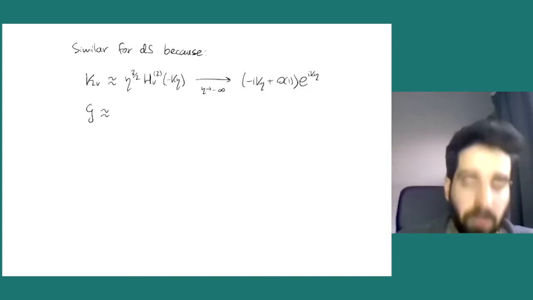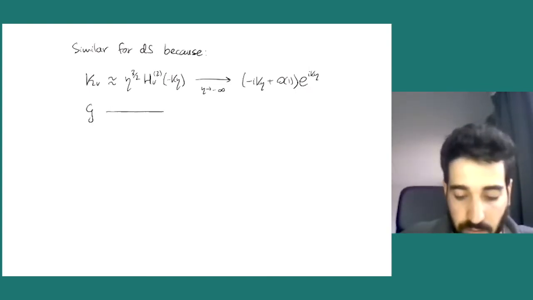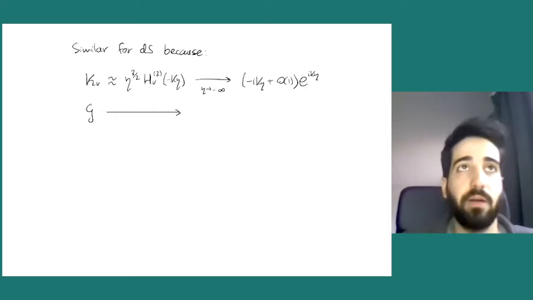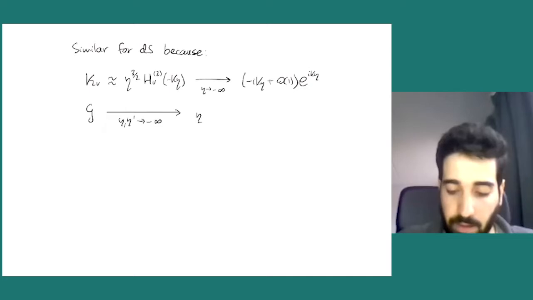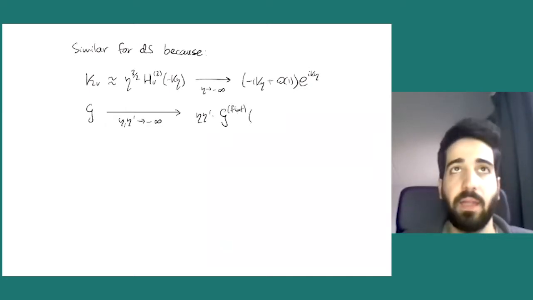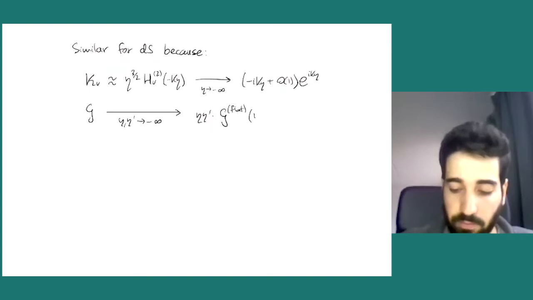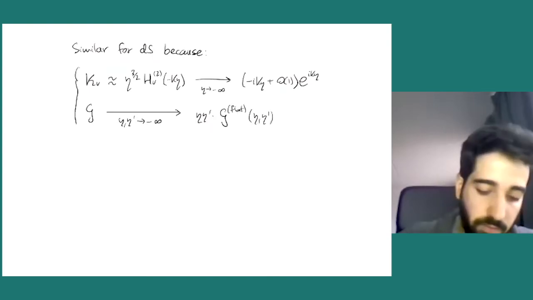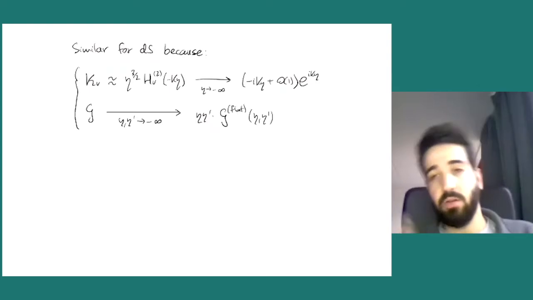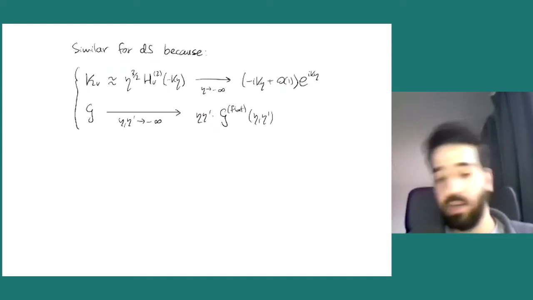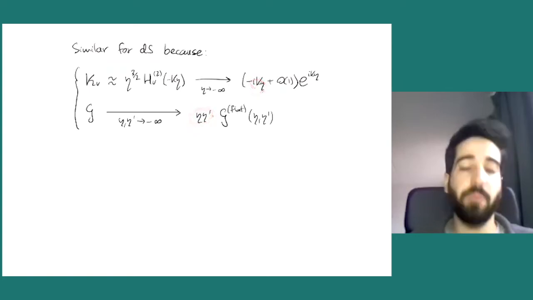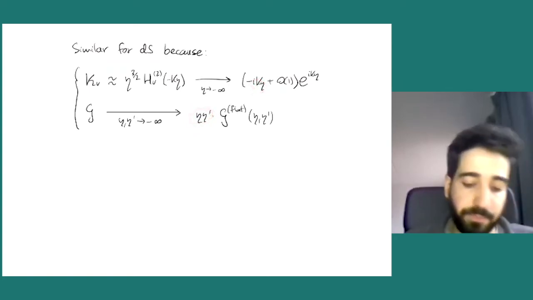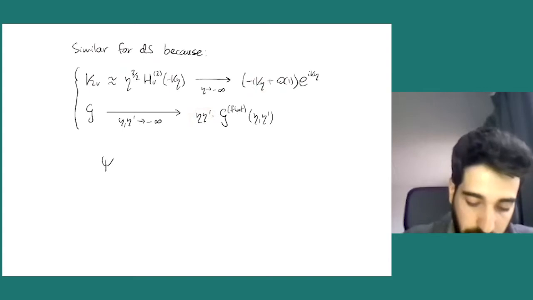For the bulk to bulk propagator, you also have a similar thing. You take the two times to the far past, and then the thing reduces to the flat space propagator for massless fields. Because in that limit the de Sitter case more or less reduces to the flat space case, just with some factors of eta, we're going to have a very similar expression in de Sitter.